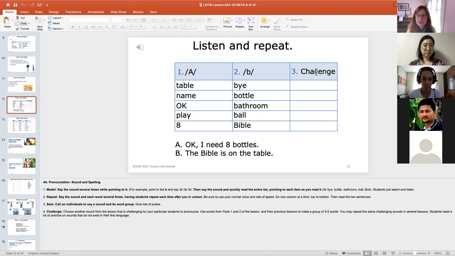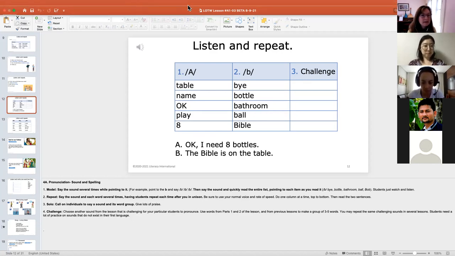So just like with all the other sections of our curriculum, this one uses the model, repeat, and solo format. And so I'm going to go ahead and put this into presentation mode so we can see it full screen.